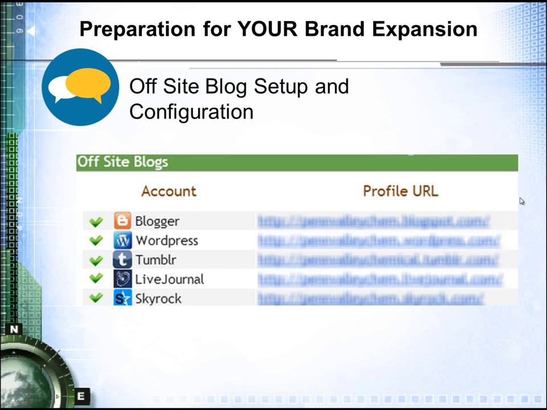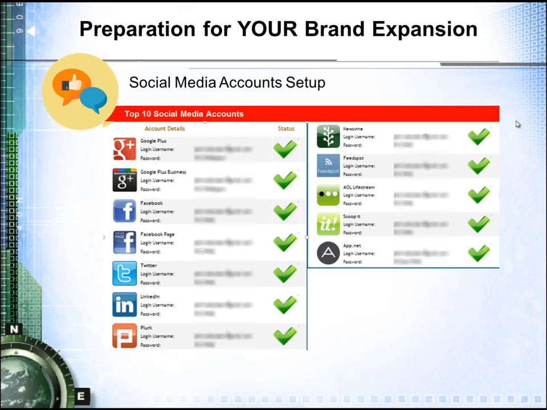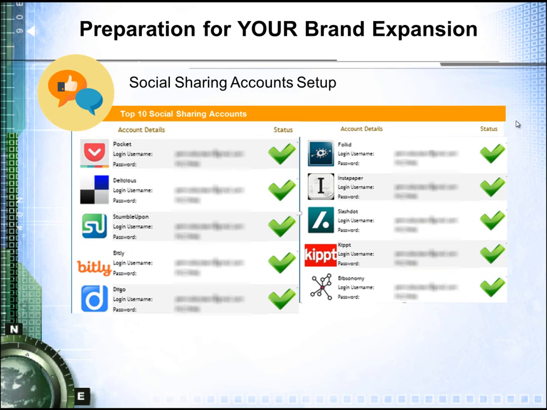To be able to expand your brand online, we publish through what we call your brand network, and we set that up. We set that up by setting up the top offsite blogs, and we let you know which ones they are, your top social media accounts, and we'll let you know which ones those are, and top social sharing accounts online as well.